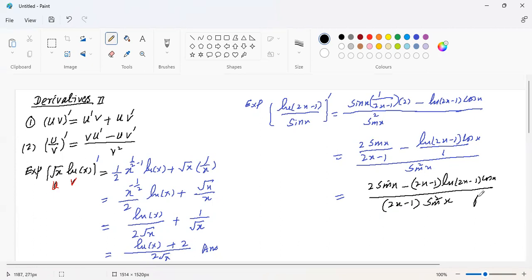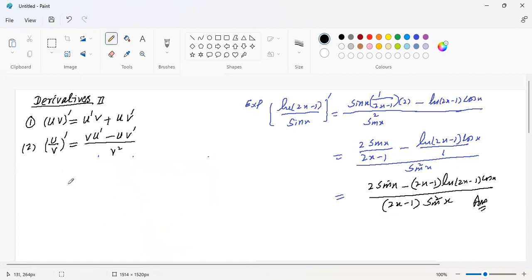So it is your final answer. Don't try to move onward from this step, otherwise you will make some mistakes. This is the concept of the U by V formula. I'm taking some more examples because this is very important, the U into V formula and the U by V formula. I'm showing some more examples.